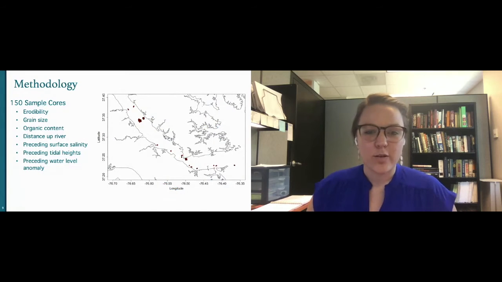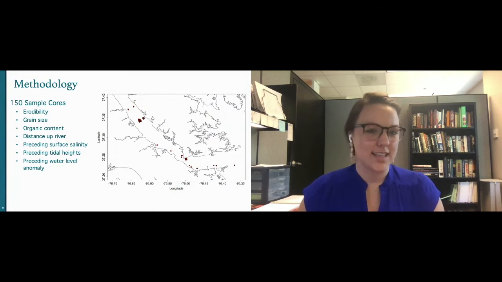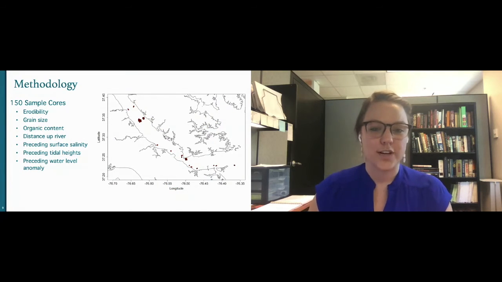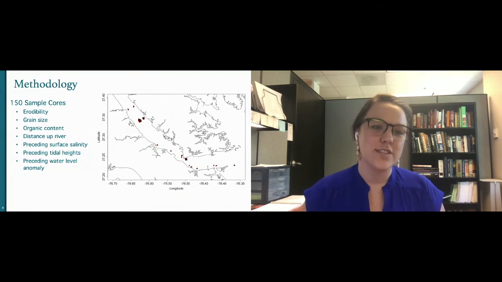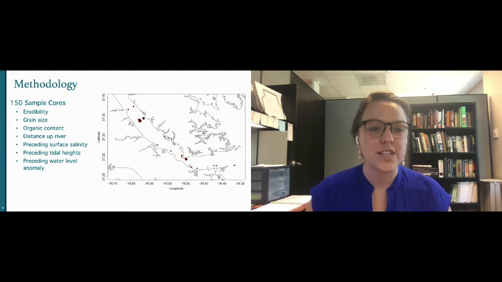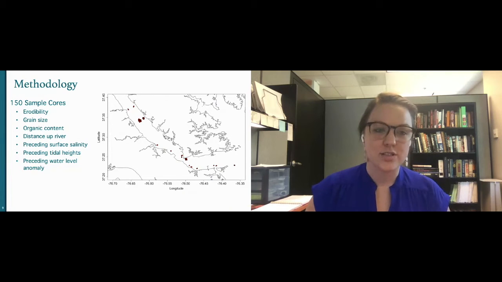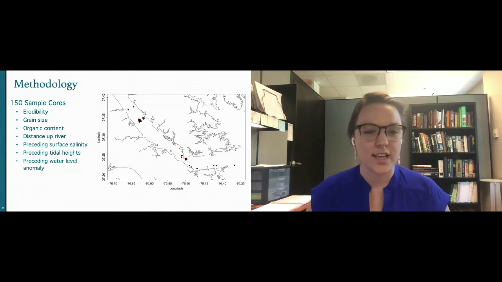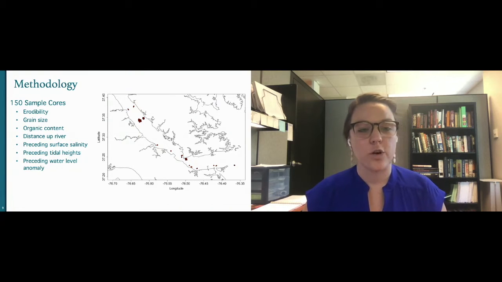So how I answered my question, I used an extensive data set that was collected in the York River. Each of these red dots is one of our samples. There are over 150 sample cores that were collected over the past 15 years. The samples all have values for sediment erodibility, grain size distribution, organic content, and distance upriver. And then we also acquired data for surface salinity, which is related to river discharge.